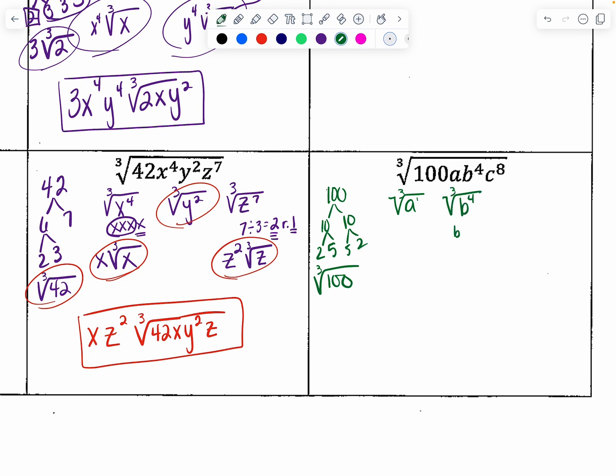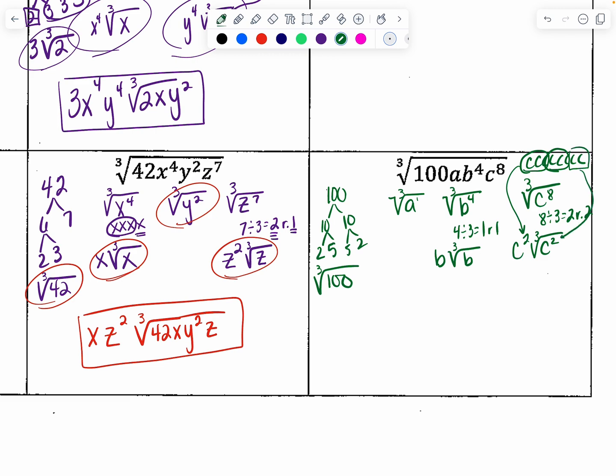B to the 4th, we're going to take 4 divided by 3 gives me 1 remainder 1, so this is going to be b, cube root of b. And then we have cube root of c to the 8th, so 8 divided by 3 gives me 2 with a remainder of 2. So we have c squared, cube root of c squared. Again, if the dividing thing doesn't make sense to you, then draw out the c's. Here's a group of 3. Here's a group of 3. So there's 2 groups of 3. So that comes out. And then these 2 that are left over, that stays under.